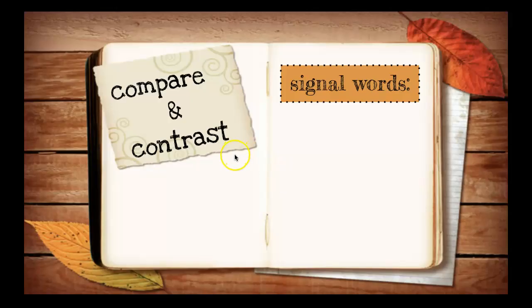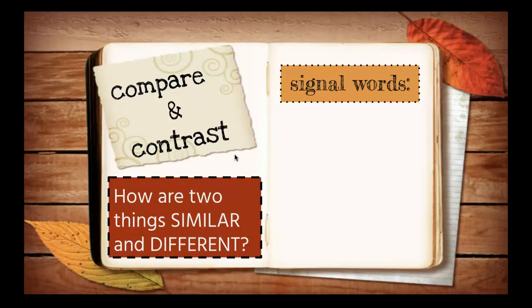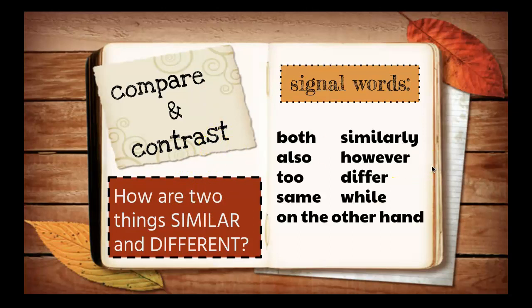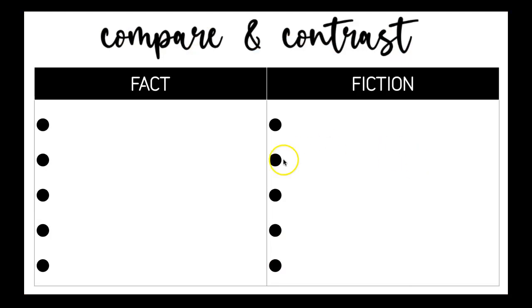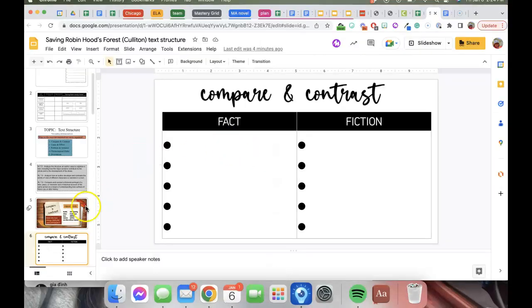So the first text structure is compare and contrast, and it sounds just like its name. You're comparing, showing how things are similar, and how they contrast, how they're different. We've actually done a couple of different writing assignments that work with this compare-contrast idea. We've talked about them in terms of writing.